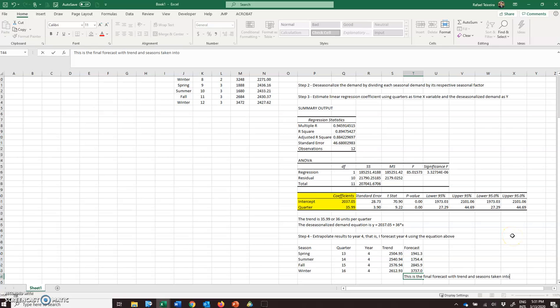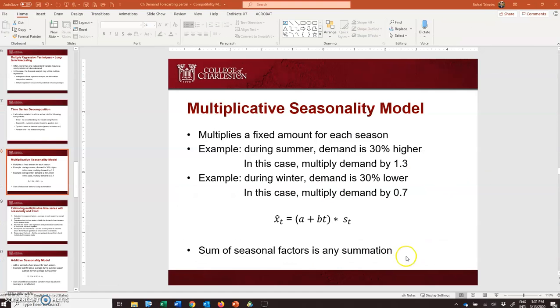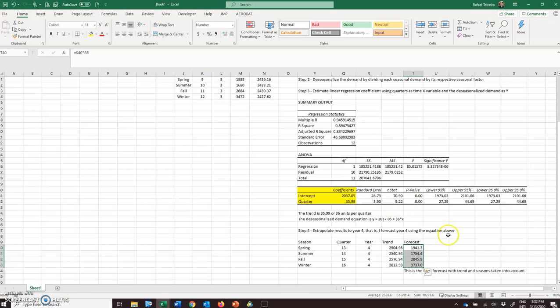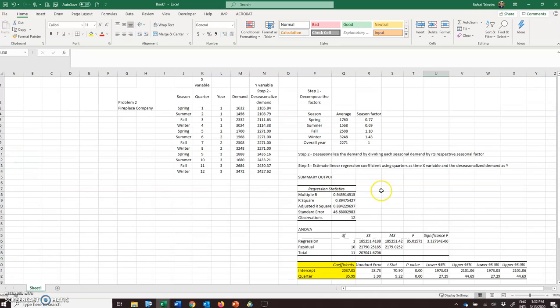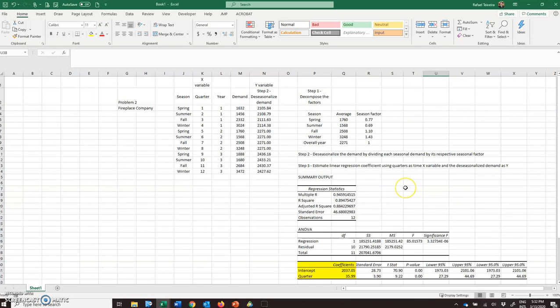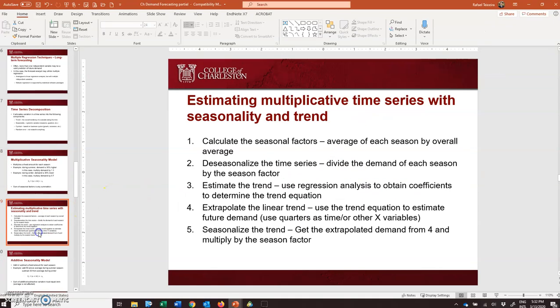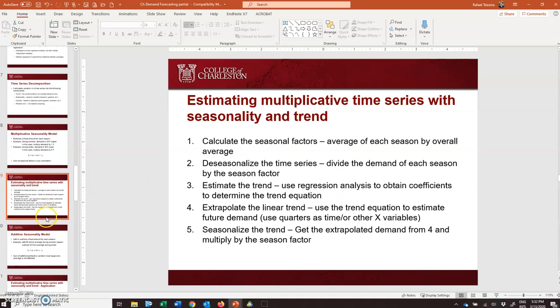Okay, so what we did here is this entire formula here, but you see how many steps we had to take in order to be able to get that. Okay, all right, so that's it. This is how you move on with seasonality in a multiplicative seasonality model. Okay, this is what we did, all the steps.